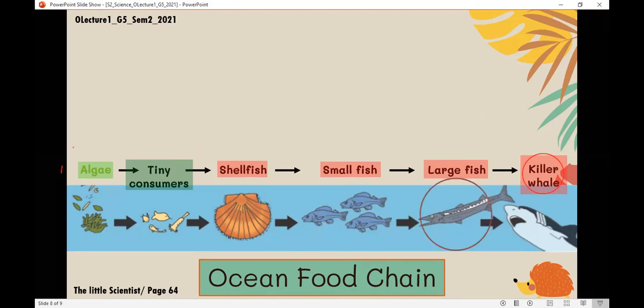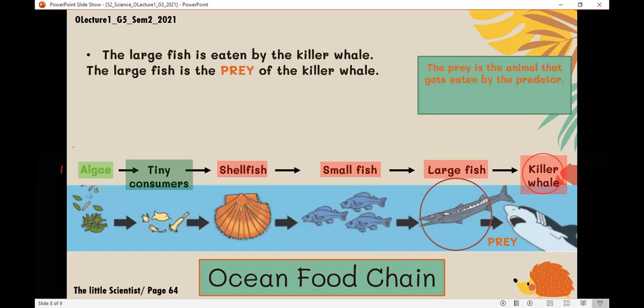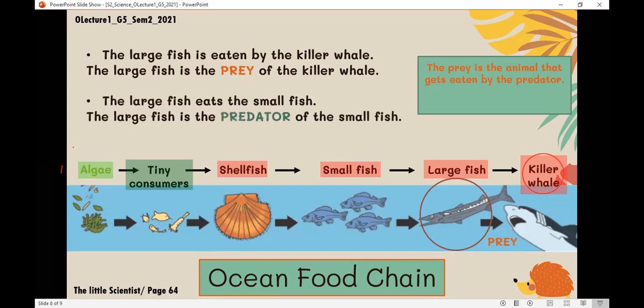Okay, look at the large fish. Who eats the large fish? The killer whale. So we say that the large fish is the prey of the killer whale. The large fish is eaten by the killer whale. Prey is an animal that is eaten by another animal. What do large fish eat? Small fish. So we say that large fish are predators of the small fish. Predator is the one that eats the prey.